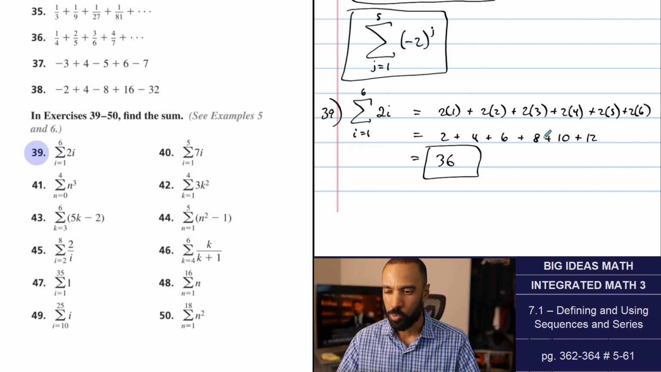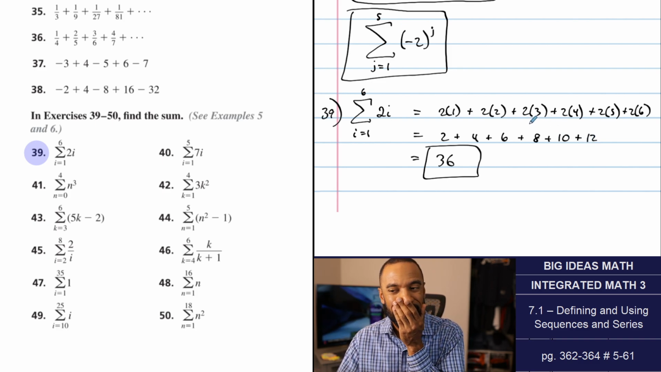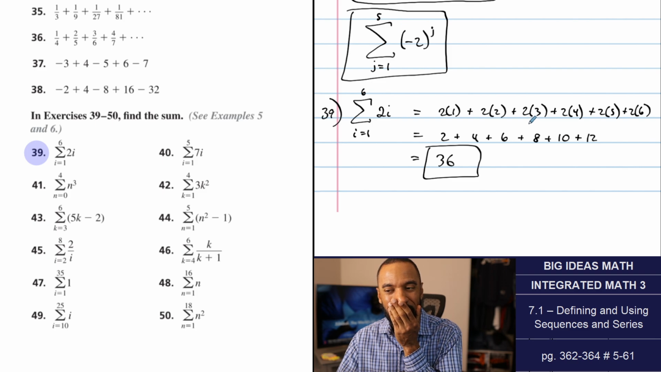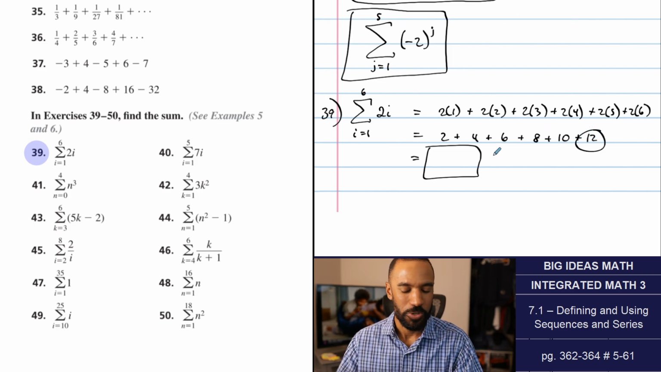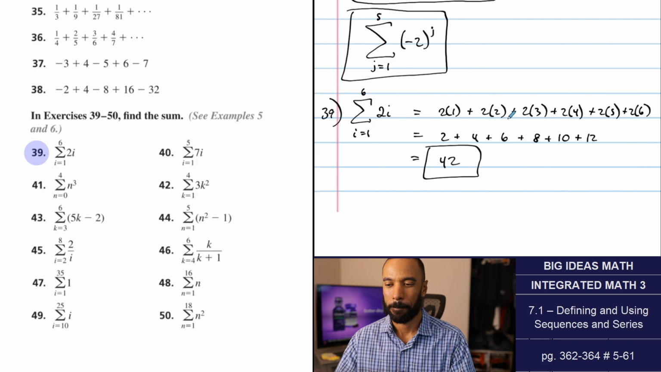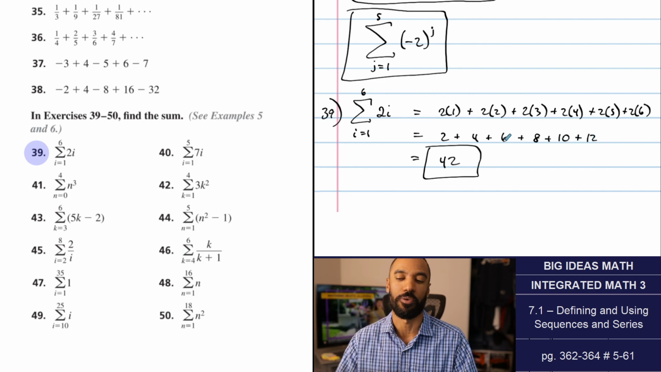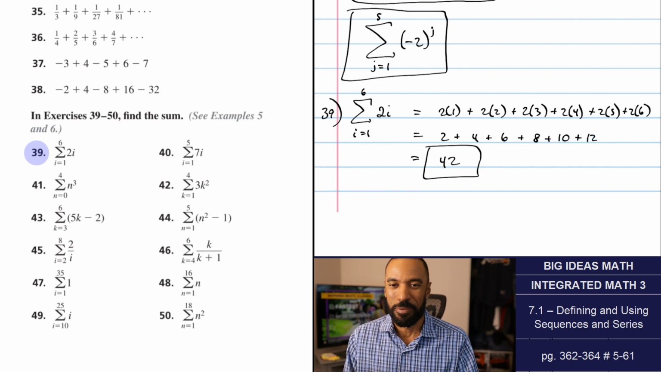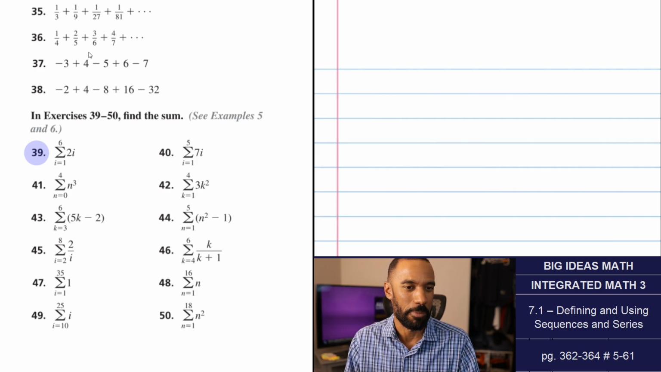2 plus 4 is 6 plus 6 is 12 plus 8 is 20 plus 20 is 32 plus... Wait, did I do that wrong? Oh, I'm sorry. It's not 36. It's 42. I only saw this 12. It's 42. Let's try that again. 2 plus 4 is 6 plus 6 is 12 plus 8 is 20 plus 10 is 30 plus... Yes, 42. Okay. Sorry about that. Good thing I checked. Okay, let's keep moving forward to number 40.